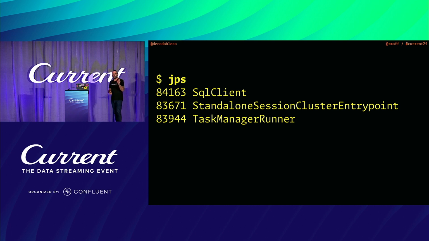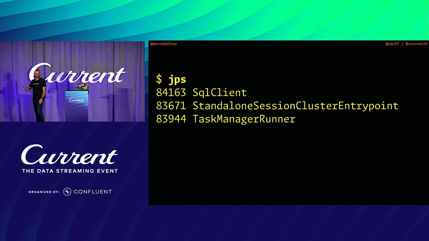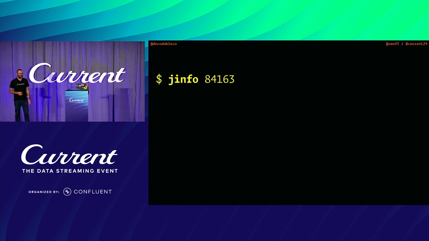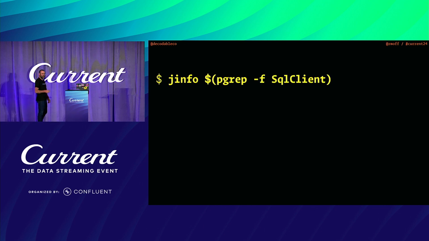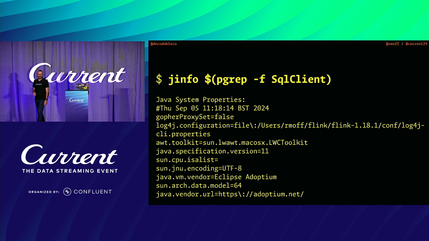What about those processes that are running? Can we find out any more information about them? What can we inspect in them? We can use JInfo. So we know that the SQL client's process ID is 84163, but can we find out any more information about it? JInfo, or we can use pgrep and then get the process ID dynamically. And then JInfo spits out all of this useful information.